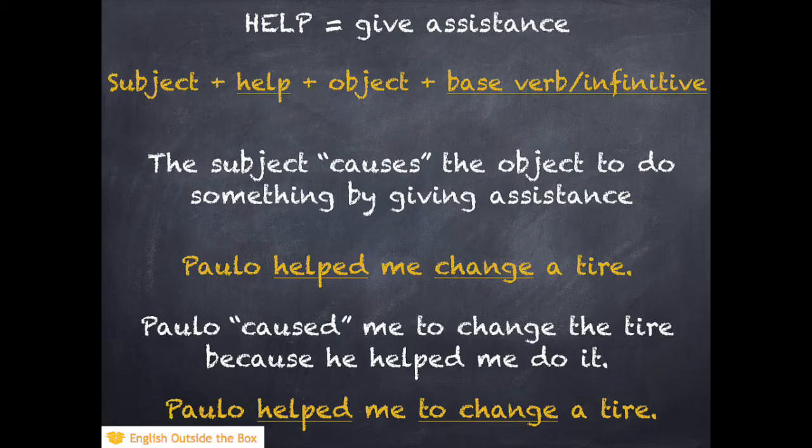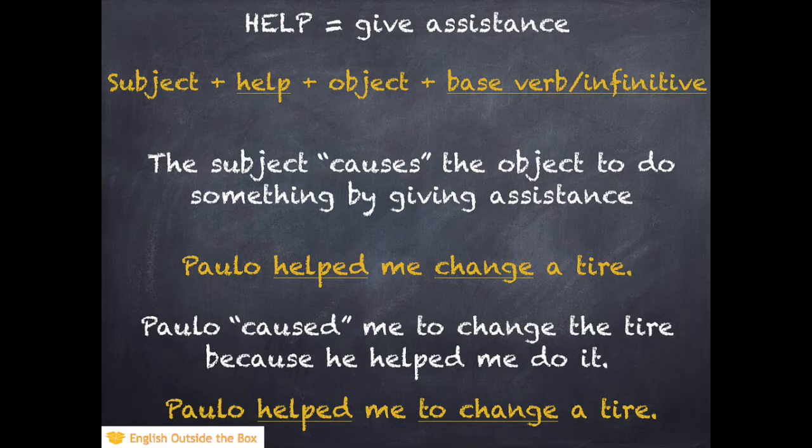Let's start with the verb help. Help is a verb that's going to be followed by an object and the base form of the verb or the infinitive of the verb. When you, the subject, help someone, the object, do something, then you are causing someone else, the object, to do an action by giving assistance. You help someone do something, you are causing them to do something by giving them assistance.